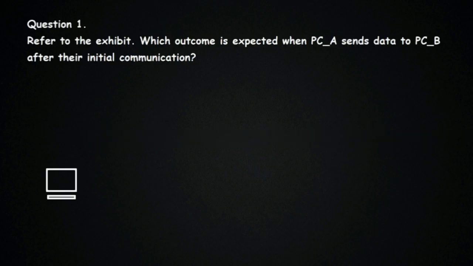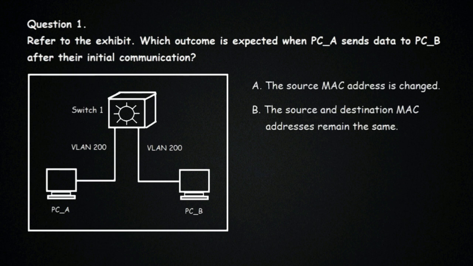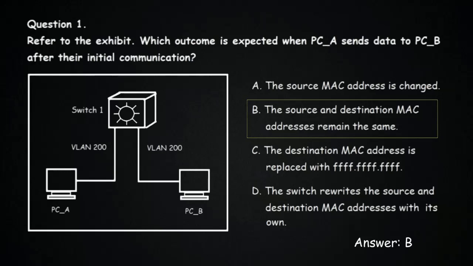Question 1. Refer to the exhibit. Which outcome is expected when PCA sends data to PCB after their initial communication? Here are the options. Correct answer is B. The source and destination MAC addresses remain the same.